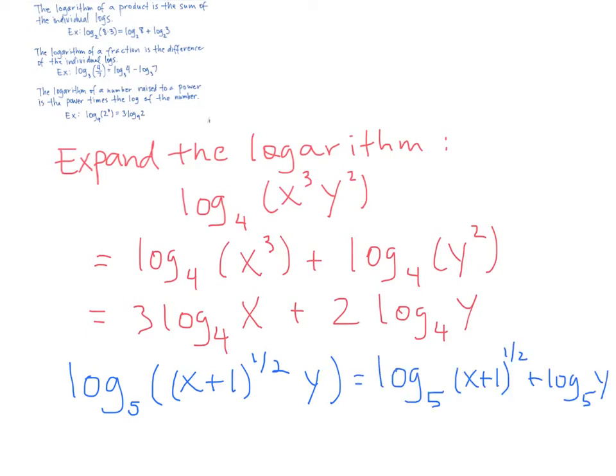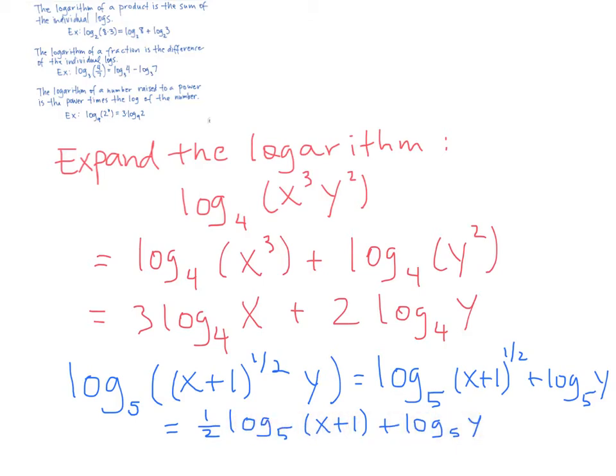Okay, the first thing that we do is we see that here we have a product, so we take the sum of the individual logs. And the next thing we do, this part is already simplified, so next let's take that 1/2 and put it out front. So your final answer is 1/2 times log base 5 of x plus 1. We cannot separate the log of x plus 1 because x plus 1 is not a product, it is not a fraction, and it is not a number raised to a power. These are the only things that we can split up. So we get 1/2 log base 5 of x plus 1 plus log base 5 of y.